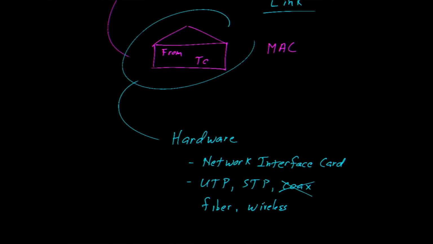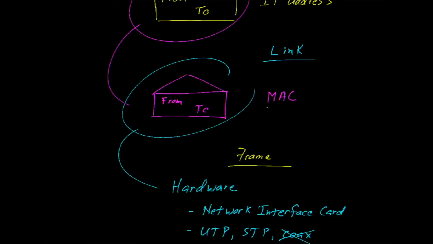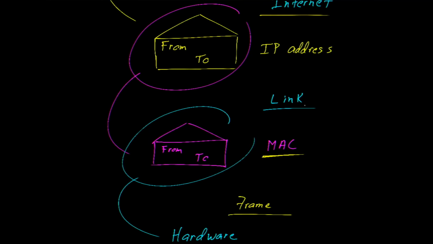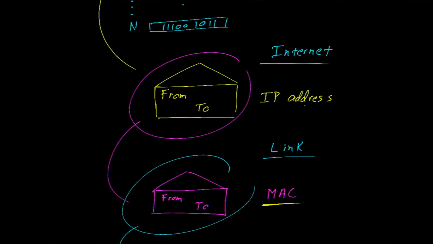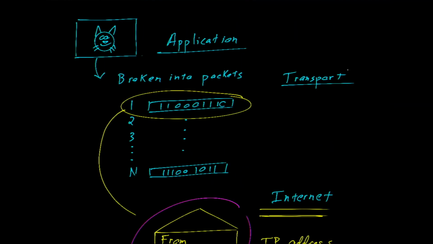On the other side, this works in reverse. A frame is received, which is nothing more than a bunch of ones or zeros. The link layer recognizes the MAC. If the MAC is indeed for this particular machine, the data is then passed up to the internet layer. The internet layer strips off the IP address and passes it to the transport layer.